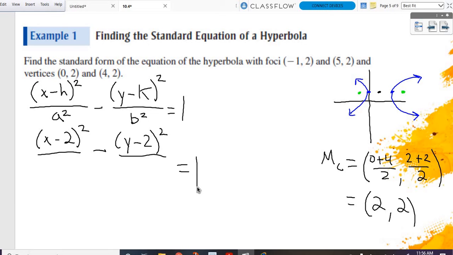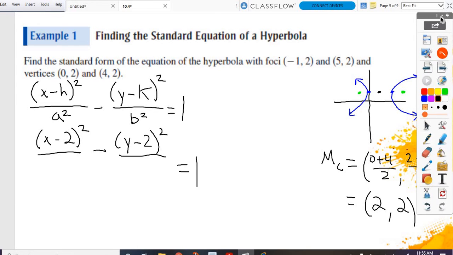Now remind me, what does our variable a represent? The distance between the center and the vertex. So now that we have our center, this is going to be a. So what is that going to be? What's the distance from (2, 2) to get to (4, 2)? 2. Or to get from (2, 2) to (0, 2) would also be 2. So then what's going to go underneath our x? 4. Okay.